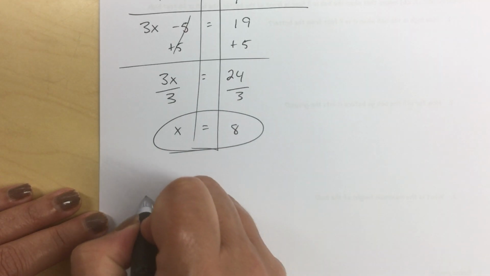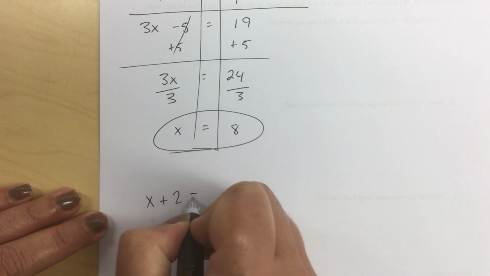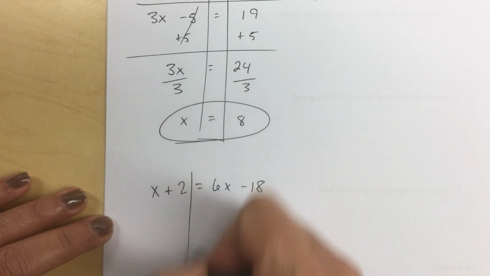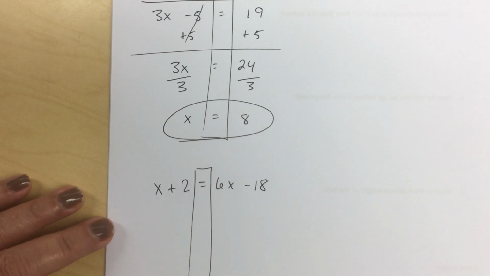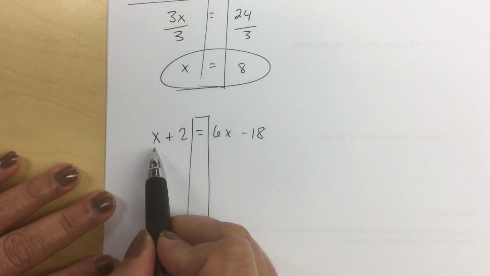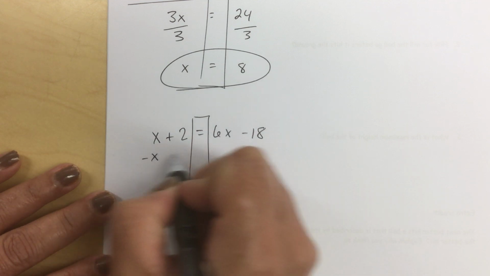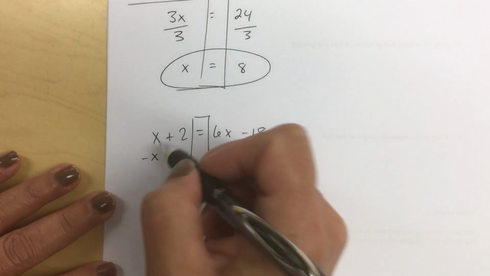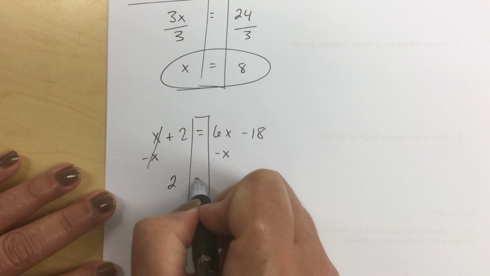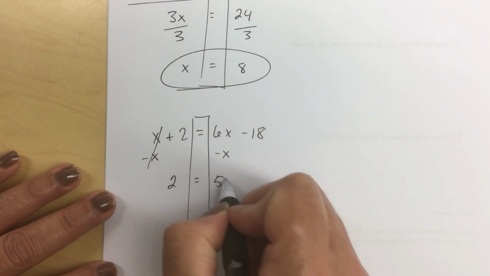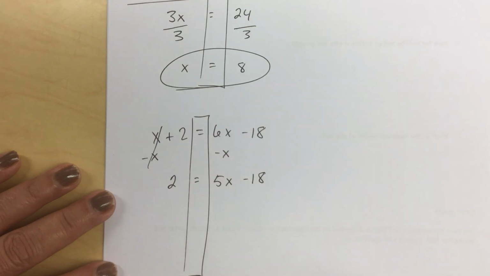Okay, so let's do x plus 2 is equal to 6x minus 18. So again, I like to avoid negatives. So I'm going to take the smaller one, the x, and subtract it from both sides. So minus x minus x. That leaves me a 2 on that side. 6x minus 1x, remember that means 1, is 5x minus 18.